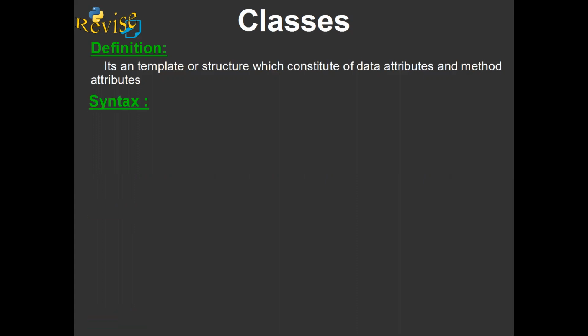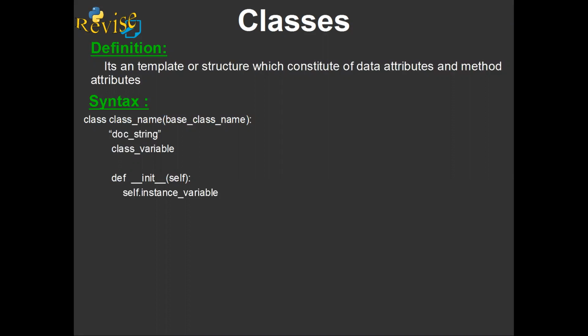So this is the syntax for a class. It starts with the class keyword, then the class name, then in brackets you have the base class name. The base class is a class which you inherit, and there is a doc string and class level variables. And then you have your constructor, which is the init method in Python, then instance variables. You can see there is a self variable here. Self binds the class to the instance. Then there's a class method, then self, then method parameters and method statements.